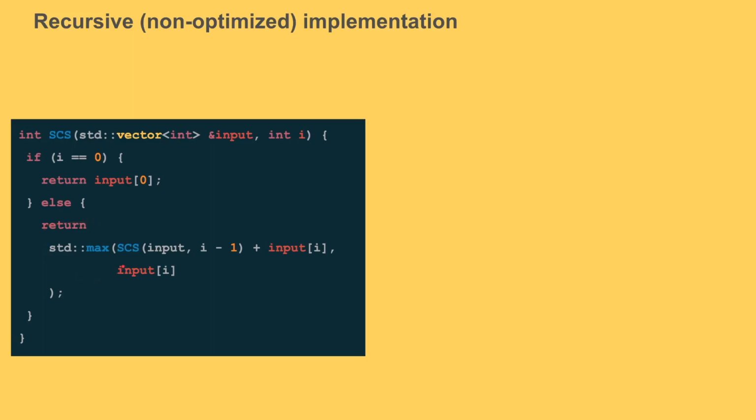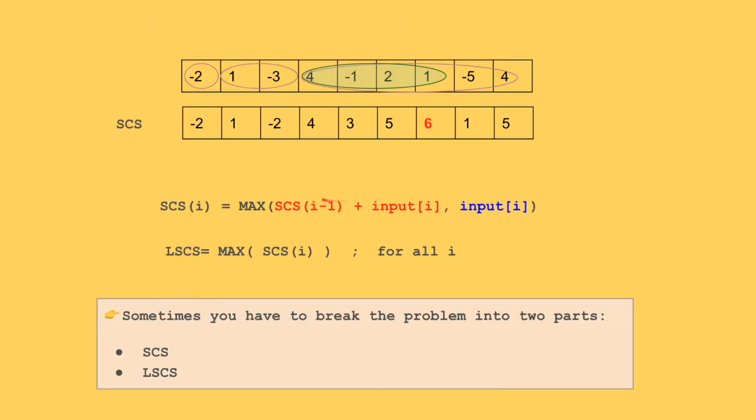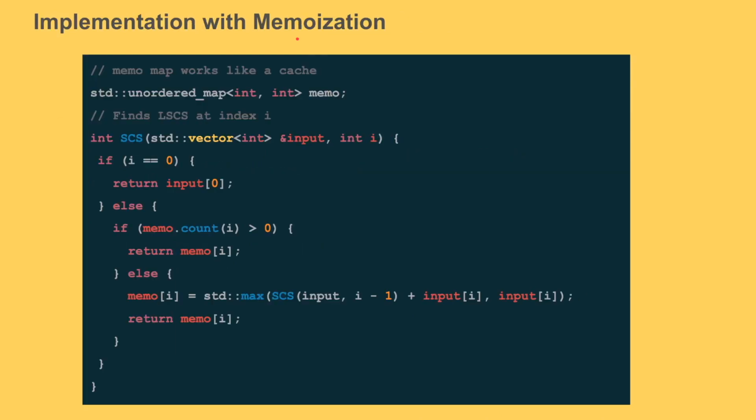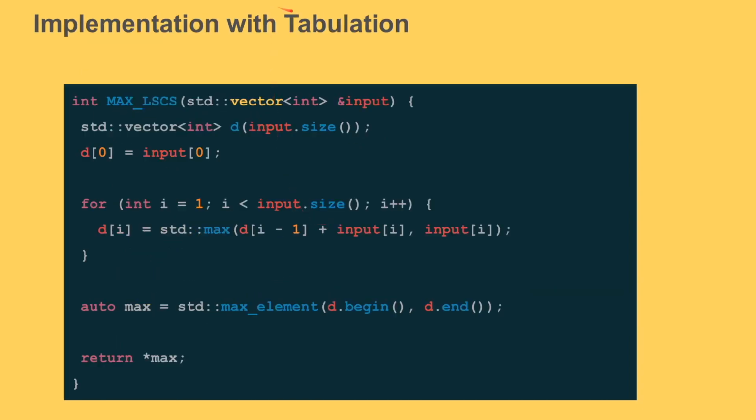The recursive one is the direct translation of this. So we first calculate SCS, and then LSCS basically finds the maximum among all SCSs. Memoization is just like before. I'm not going through the details. We have seen the technique several times so far. And then tabulation, again, is very straightforward.